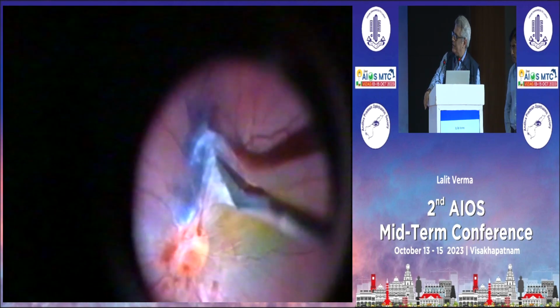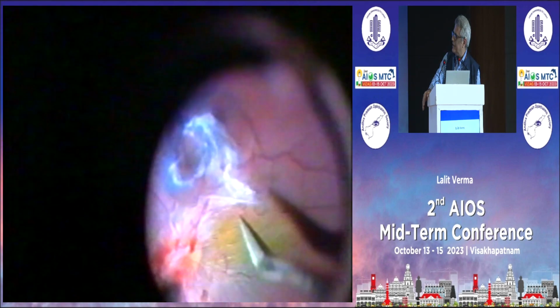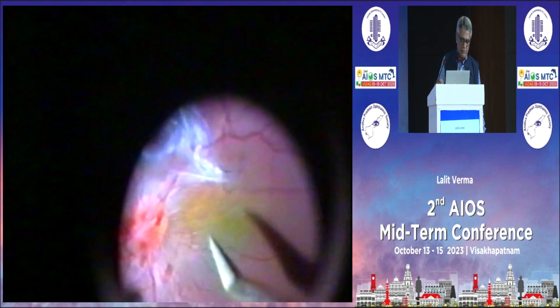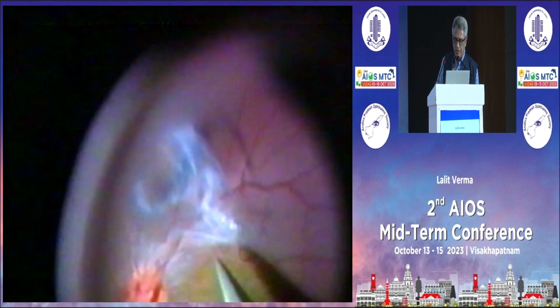We'll skip other videos. This is a bent MVR blade which is being used to tease away this epiretinal membrane. And generally this membrane will come in one sheet only.